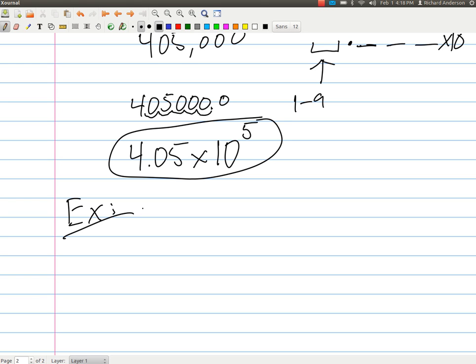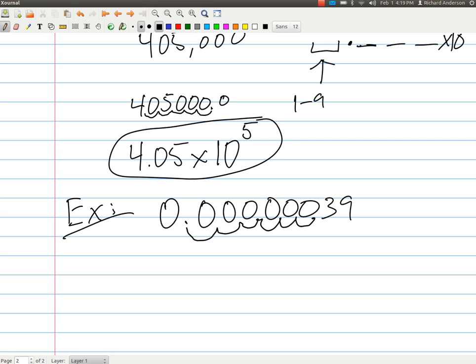Let's do one where we're converting a number less than 1. For example, same directions, convert to scientific notation, and we are going to convert 0.0000039. We're going to convert this over to scientific notation. So we move this decimal 1, 2, 3, 4, 5, 6, 7 places to the right.